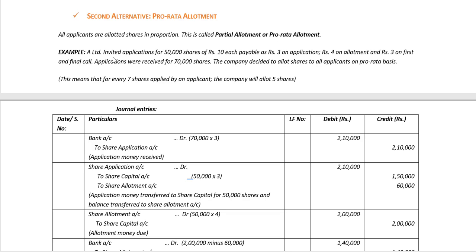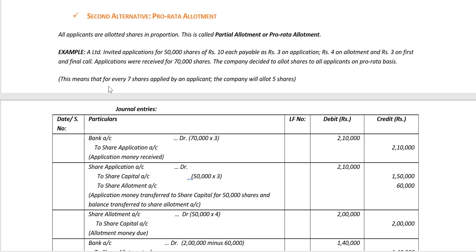A Limited invited applications for 50,000 shares of rupees 10 each, payable as rupees 3 on application, rupees 4 on allotment, and rupees 3 on first and final call. Applications were received for 70,000 shares. The company decided to allot shares to all the applicants on pro-rata basis.